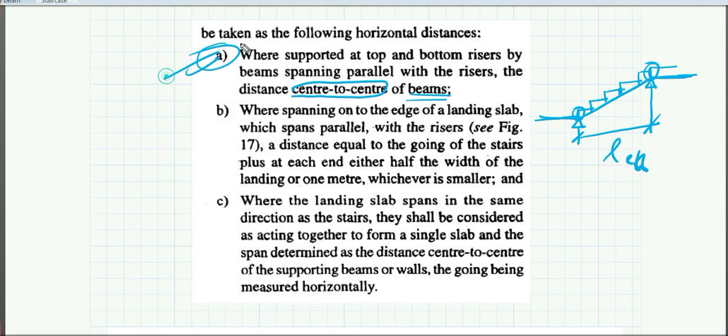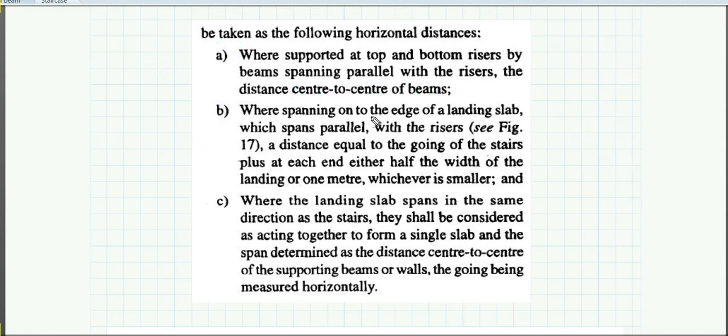Okay, that is condition A. Then condition B: where the stair is spanning on the edge of a landing slab which spans parallel with the risers, a distance equal to the going of the stairs plus at its end either half the width of the landing or 1 meter, whichever is smaller. We can refer to figure 17.